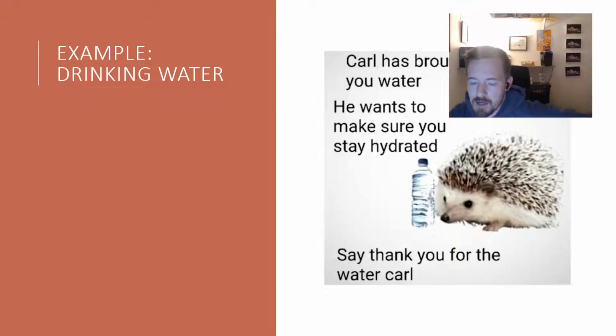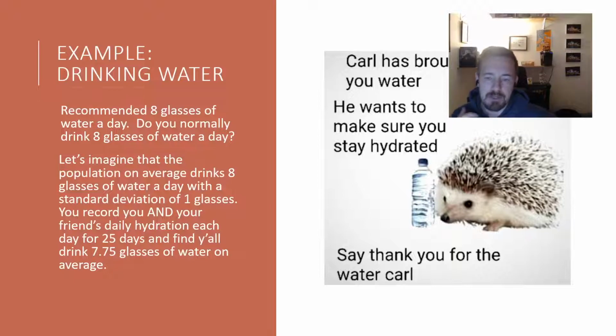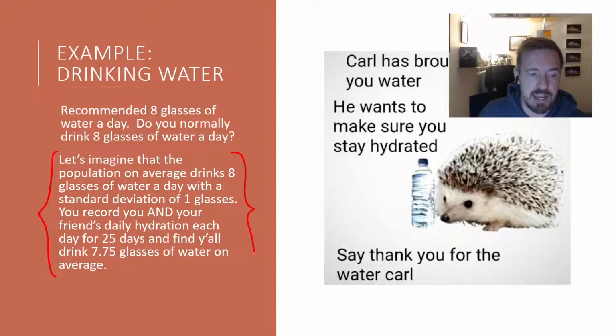So let's say I wanted to come up with a very relatable example, so I'm using drinking water. It is recommended that we drink 8 glasses of water a day. Do you normally drink 8 glasses of water a day? That is a testable question. Do most people drink 8 glasses of water a day? So to solve this question, here's a little bit of context. Let's imagine that the population on average is going to drink 8 glasses of water a day with a standard deviation of 1 glass.